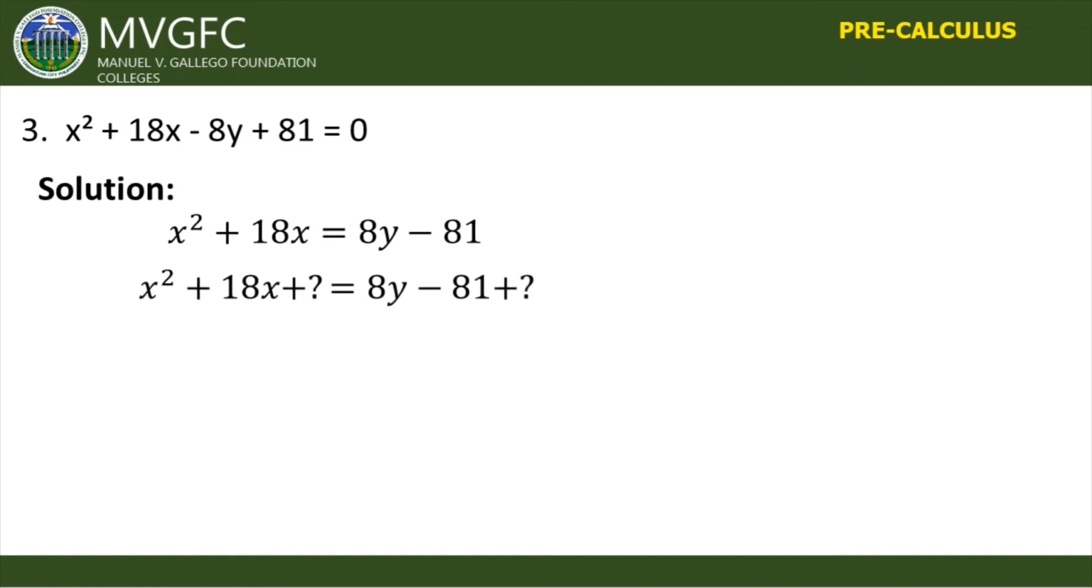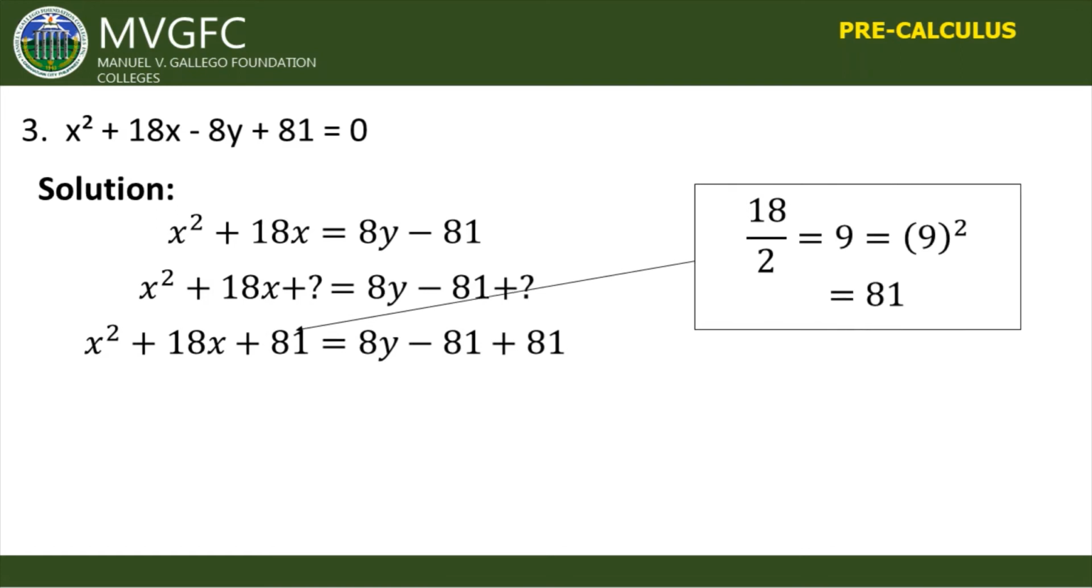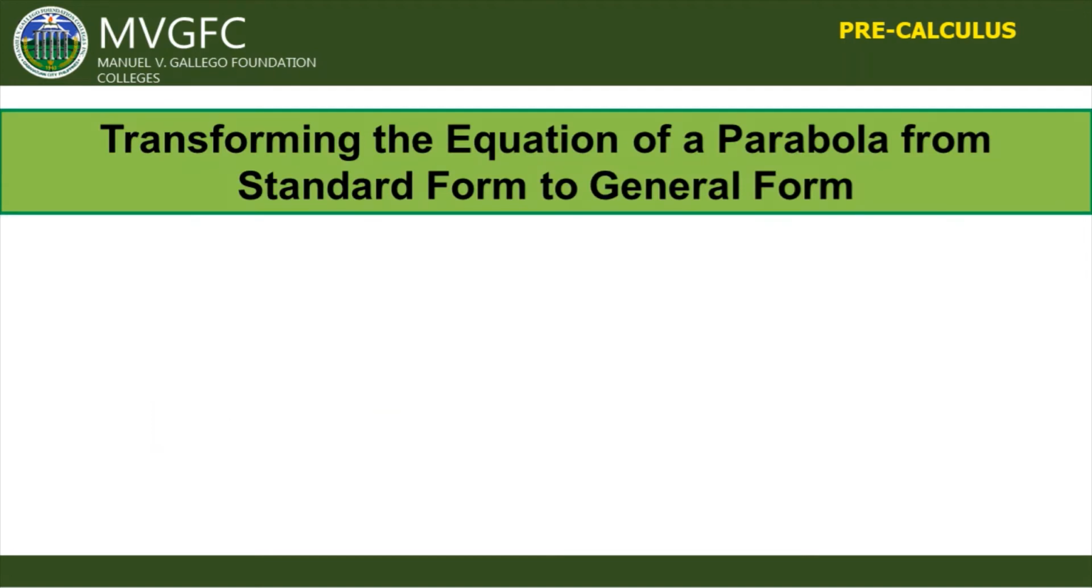Next is to find the perfect square trinomial. So that is 18 divided by 2, once again, is equal to 9. Then 9 times 9 is equal to 81. So add 81 on both sides. So it cancels out on the right side. So we have to simplify or express the perfect square trinomial as a binomial, or square of a binomial. So we have x plus 9 quantity squared is simply equal to 8y. So that's how we transform the general form of the parabola to the standard form.